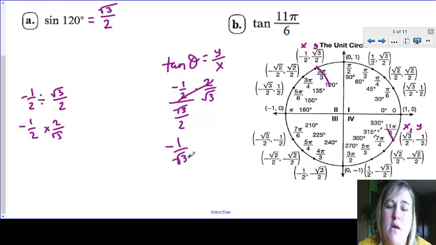You should also remember that we can't ever have that radical in the denominator. We want to make sure that we always rationalize denominators, so I'm going to multiply by radical 3 over radical 3 to rationalize it, and that's going to give me negative radical 3 over 3.